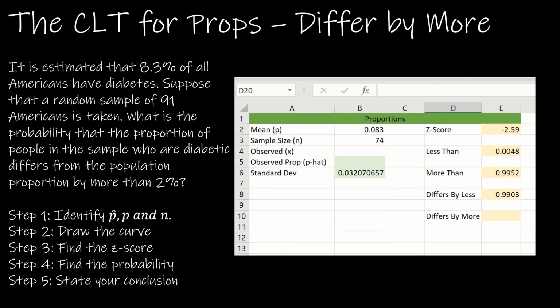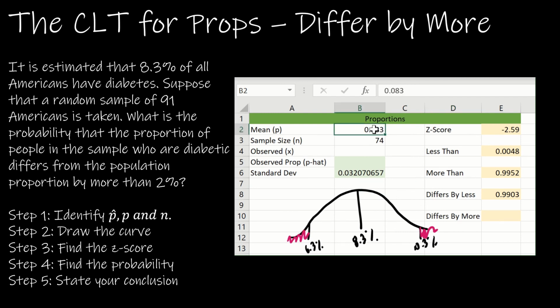For our last question, again, if you want to visualize what's happening, we're saying 8.3 is still in the middle. And now we're looking at what's the probability that the sample differs from the population by more than 2%. So we're saying if this is 6.3% and this is 10.3%, we want to only find the area in the tails. So again, the two tails are going to be the same. And so all I need to do is find the area in one tail and double it.